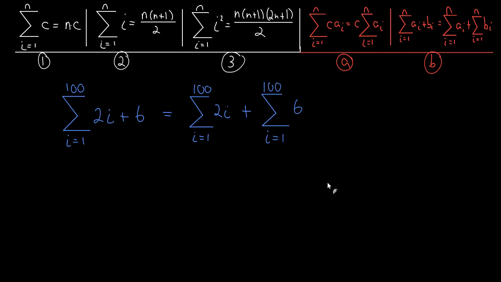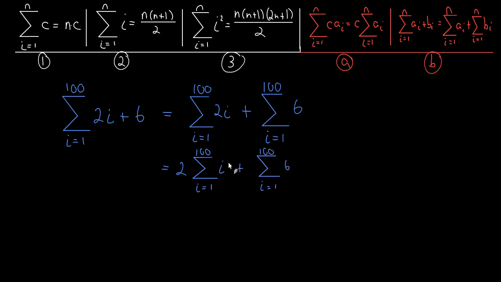Okay, great. So now we have two different sums using property B. This sum here looks exactly like formula 1. It's just the sum of a constant. And this sum here we don't have a direct rule for. But just like the last example we did, we have this constant here. So we can apply property A to pull it out. So let's go ahead and do that. So this is going to be 2 times the sum as i goes from 1 to 100 of just i plus the sum as i goes from 1 to 100 of 6.